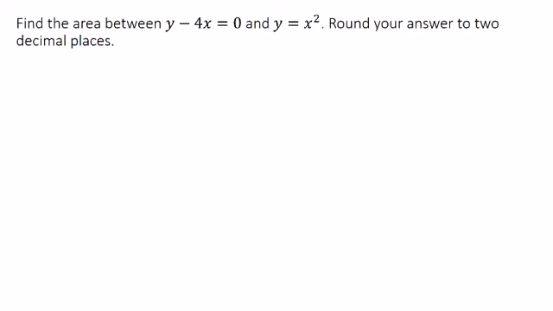The first question we have here is to find the area between y minus 4x equals 0 and y equals x squared. And then the instruction says round your answer to 2 decimal places. Alright, so it's always a good idea to draw the graph of this function.